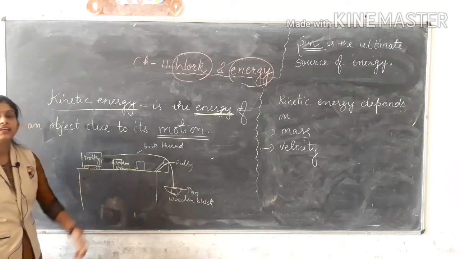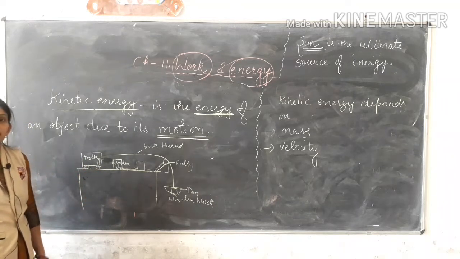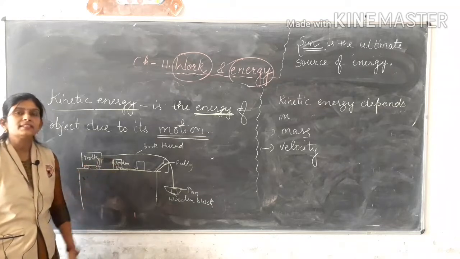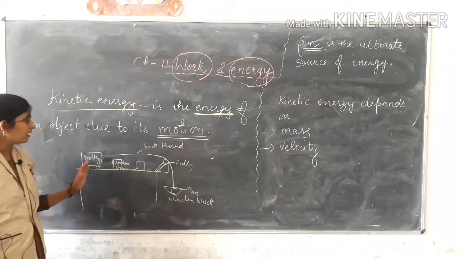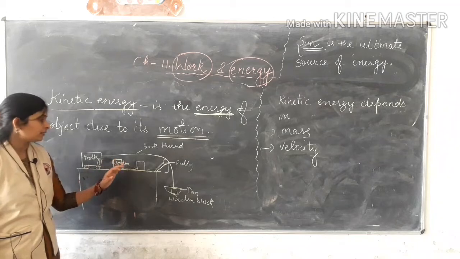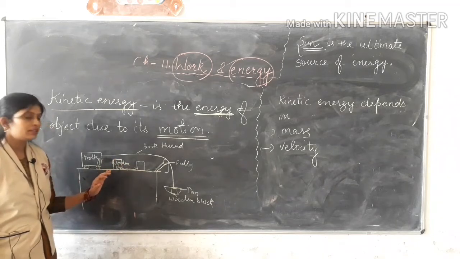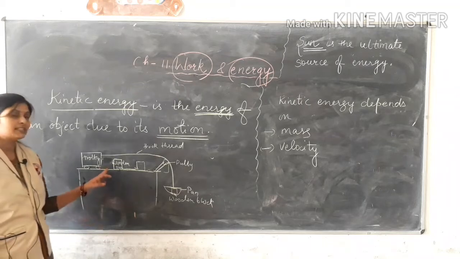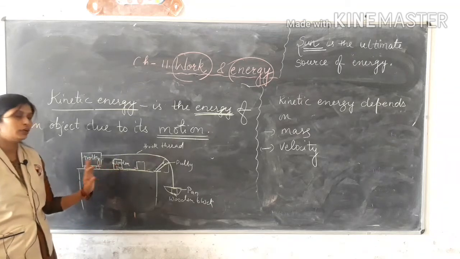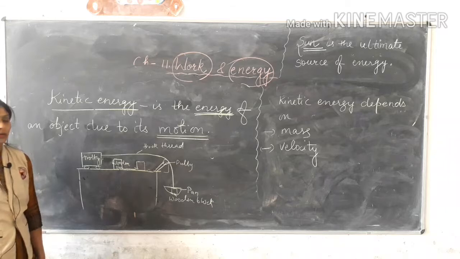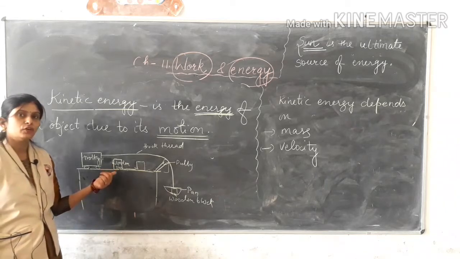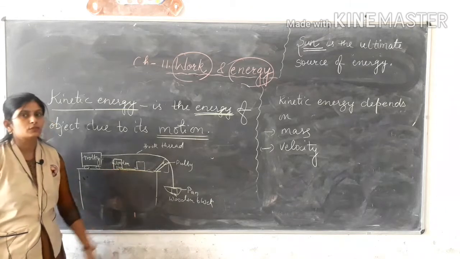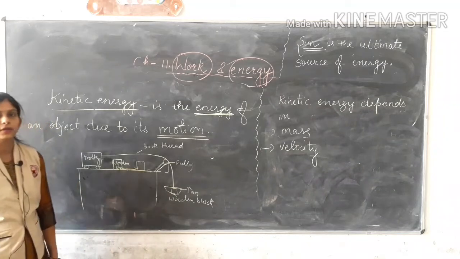Its velocity increases. As a result, it obtains kinetic energy. When it strikes this wooden block during motion, its kinetic energy is transferred into the wooden block. Due to that kinetic energy, the wooden block also displaces, moving up to a particular distance.